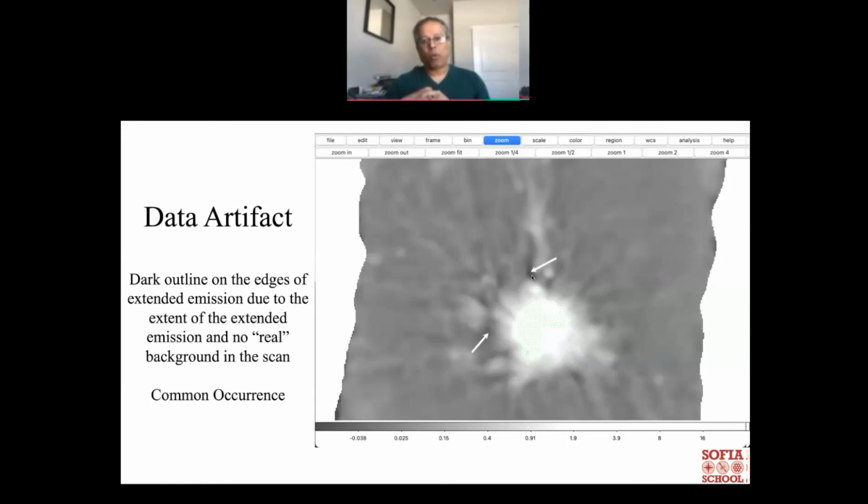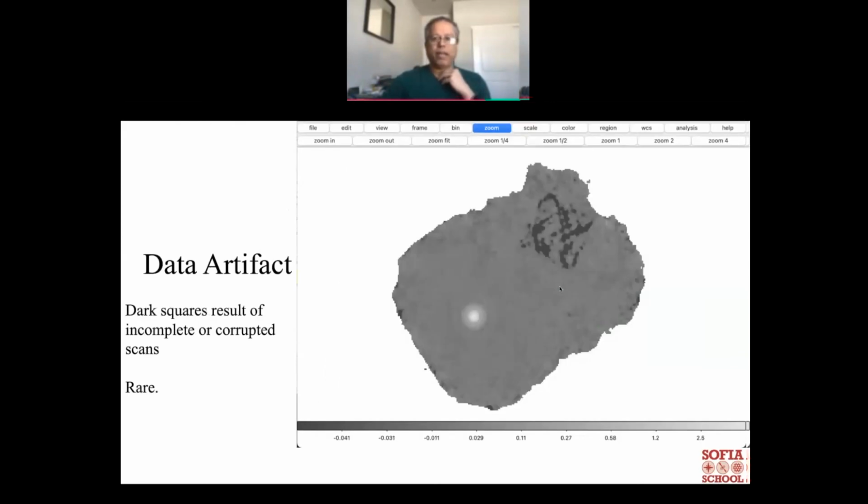So one way to avoid this is to make sure that when you're designing your experiment and your observations with SOFIA, you include a true, I'll put true in quotes, true background so that these artifacts don't show up. And this is a common occurrence because, as you know, in mid-infrared we have a lot of extended sources. So sometimes to get true background is hard, but the rule of thumb is to at least get to a background flux level which is about an order of 10 less than your peak source.